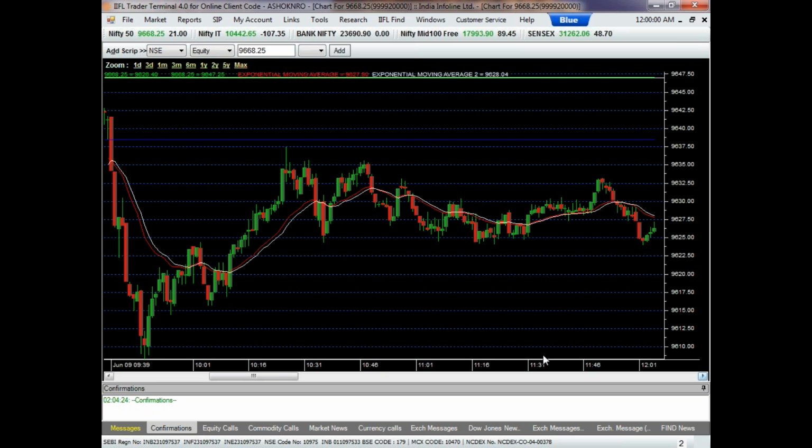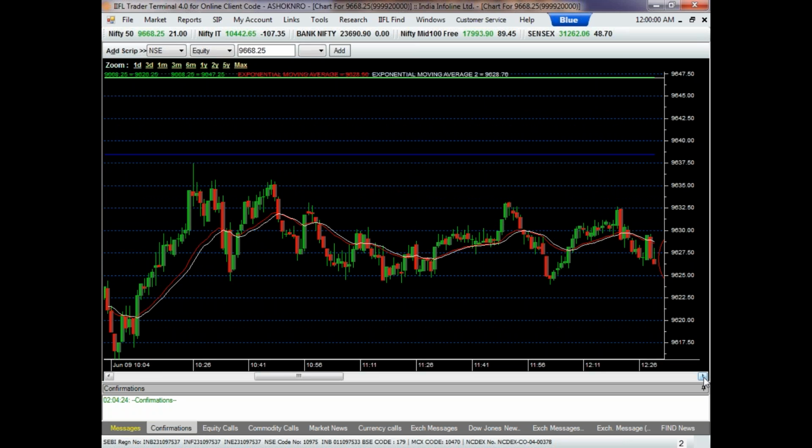Over here it reversed somewhere around 9,627. From 30 to 27, how much did you lose? You didn't lose much, right? From 30 you almost made around 3 points. You still gained, you didn't lose anything as such. When it is in a sideways zone, you will not be losing much. However, you will not be gaining much as well.